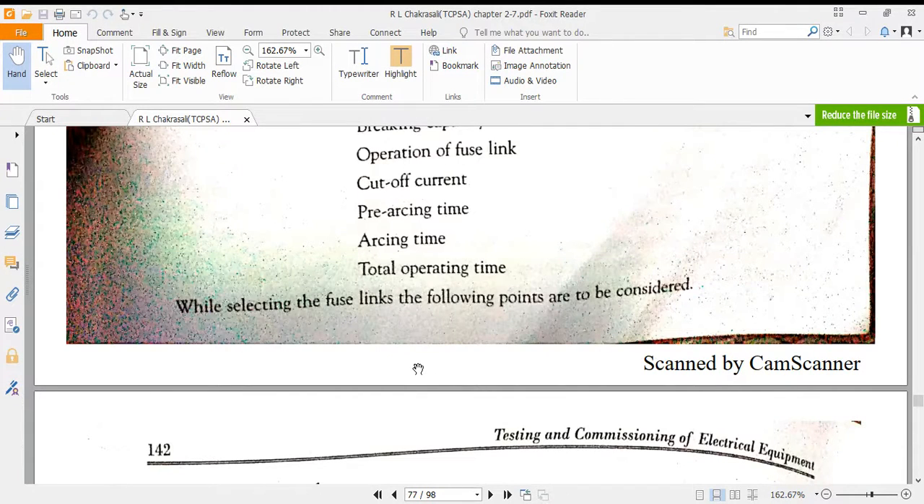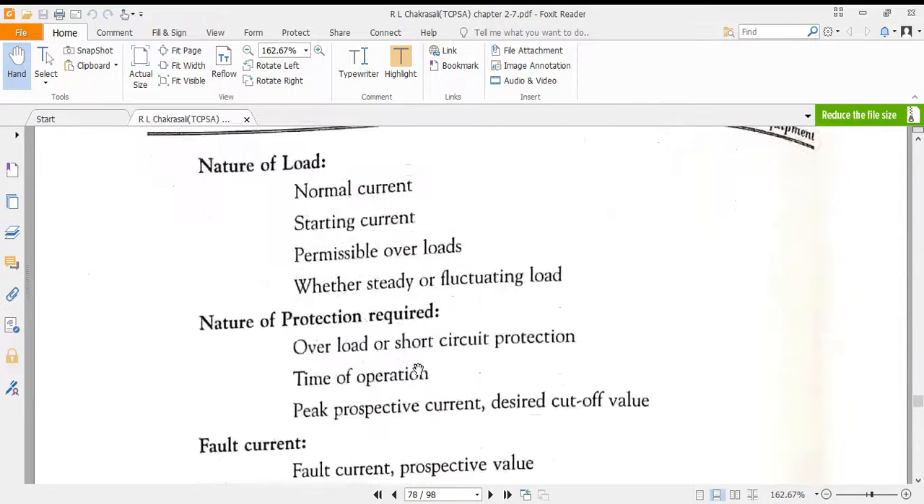While selecting the fuse, the following points are to be considered. It is a standard electrical rule: normal current and starting current. Generally, the starting current is slightly higher, maybe 150% of the normal current. Then permissible overloads, maybe 20%. 20% is a normal overload considered as a thumb rule. Whether steady or fluctuating load, that needs to be seen.